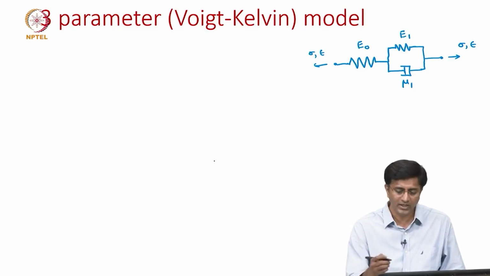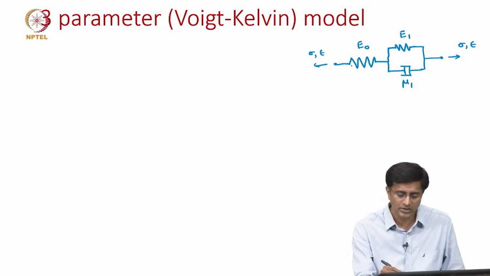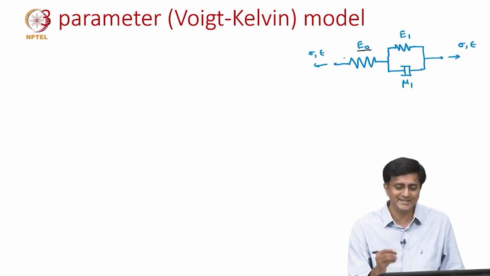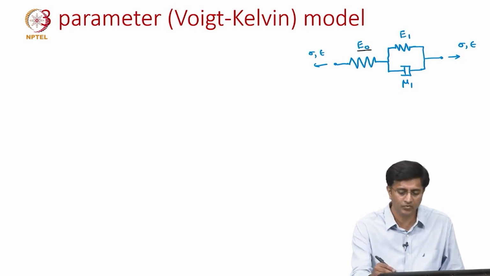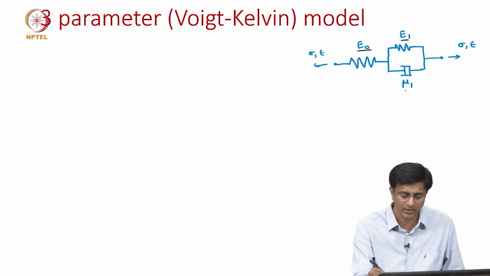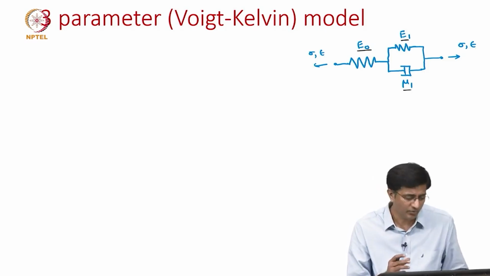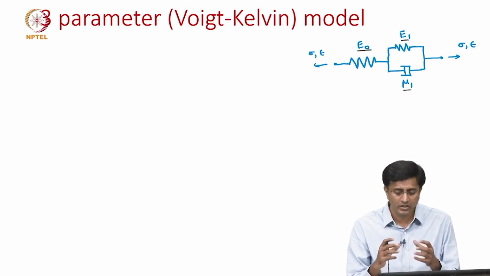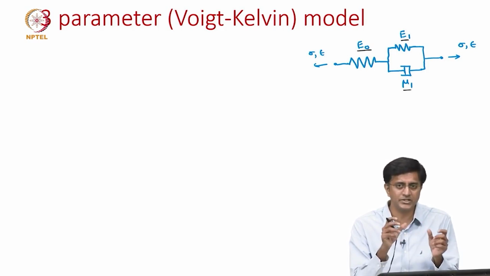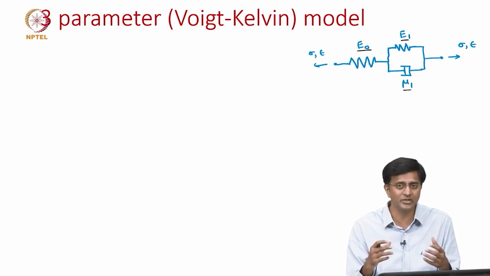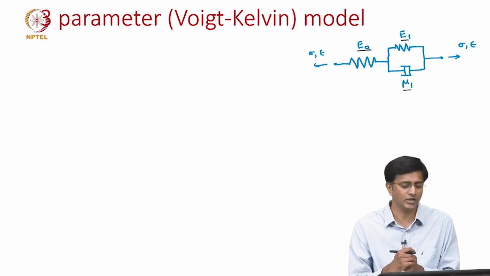The 3 parameter model, as we know, has a spring which we call the free spring E naught, which is in series with a Kelvin model, a spring and a damper which are parallel. So, the way we will progress is we will consider that we have a spring which is in series with a Kelvin model. The spring and the Kelvin are the basic elements using which we will develop the stress strain relations for this model.